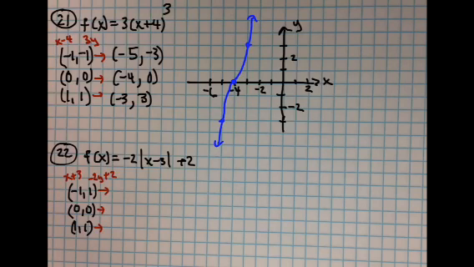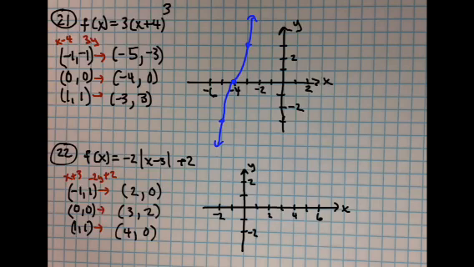And -1 plus 3 is 2. -2 times 1 is -2 plus 2 is 0. 0 plus 3. And -2 times 0 plus 2. And then 3 plus 1. And -2 plus 2 is 0.